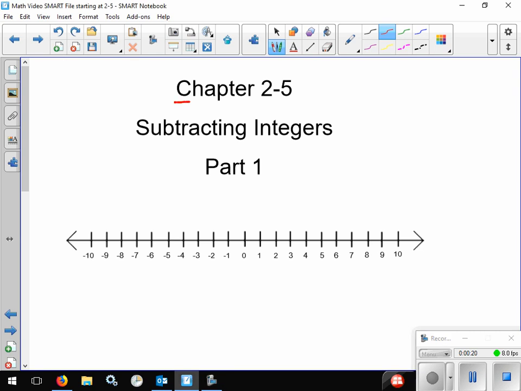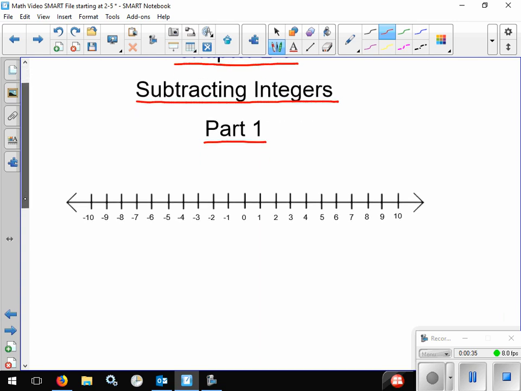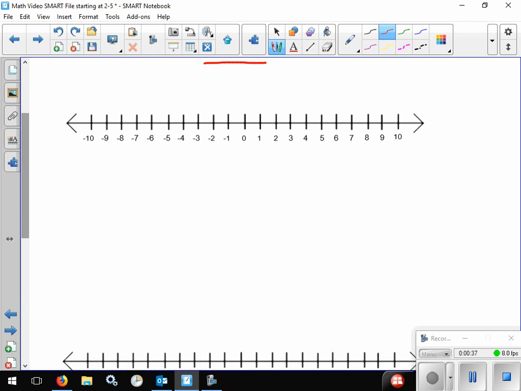Then you write Chapter 2, Section 5, underline in red, of course, and then subtracting integers, and this is part 1. So, of course, that means there's a part 2. But that also means that if you're looking for part 2, you're in the wrong video. Okay, so subtracting integers.